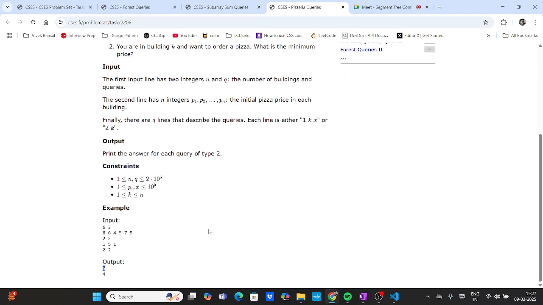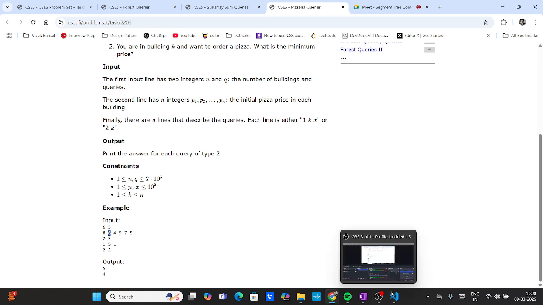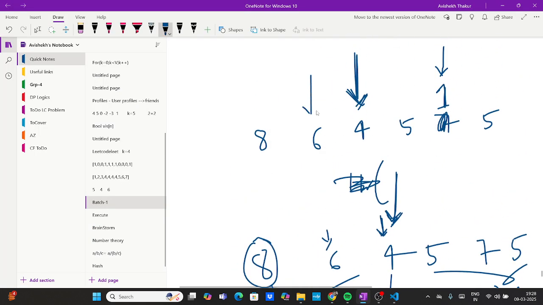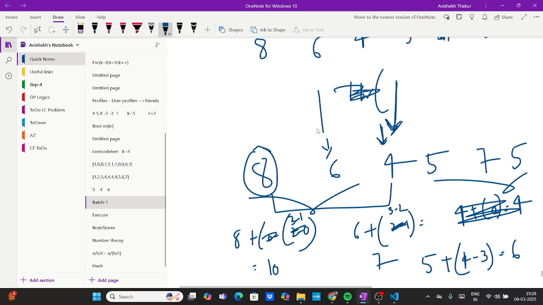If you are at building 2, this is the mistake we made. We should not stand here, we have to stand here. They gave one-based indexing, right? One-based indexing means this is 1, this is 2. What we were thinking was 0, 1, 2. So we should stand here.